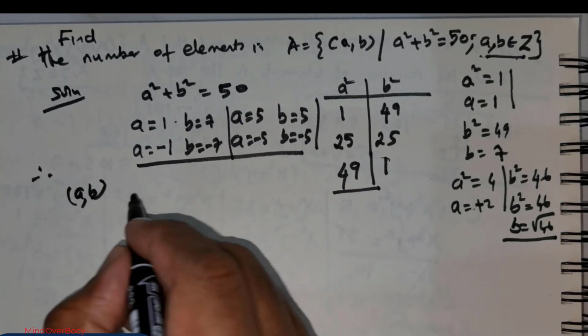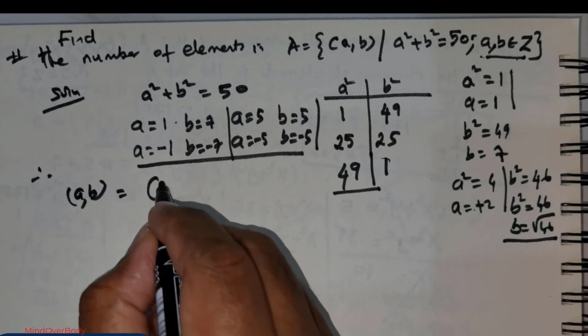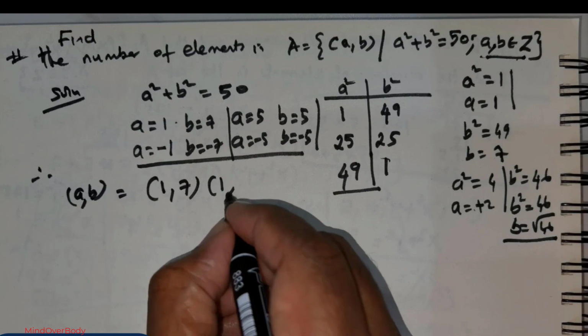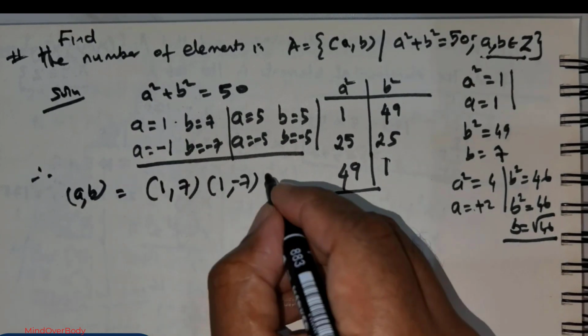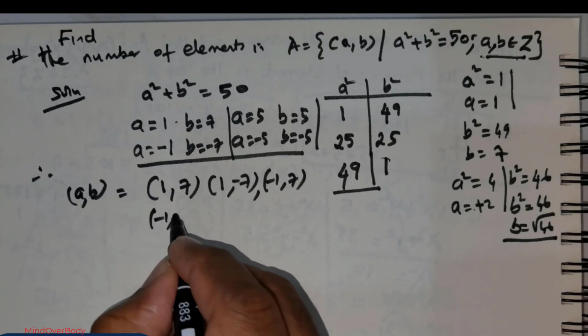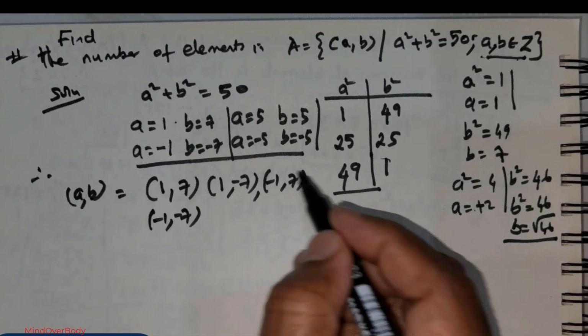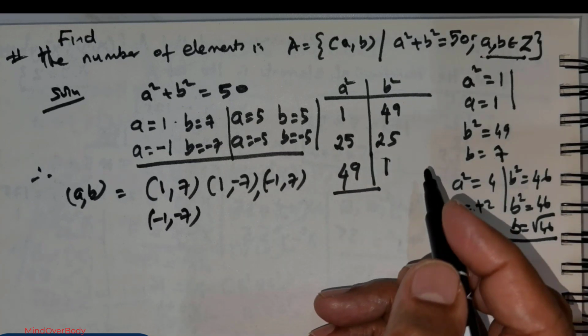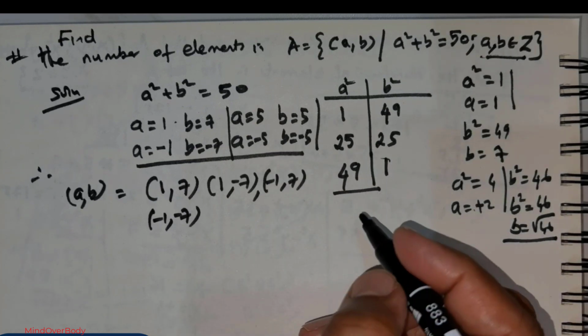So therefore the ordered pairs can be listed as follows. When A is 1, B can be 7. When A is 1, B can be negative 7. When A is negative 1, B can be 7. When A is negative 1, B can be negative 7. So this is 4 cases. The next 4 cases can also be extracted in the following fashion.